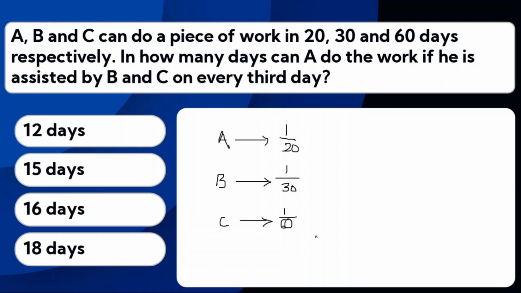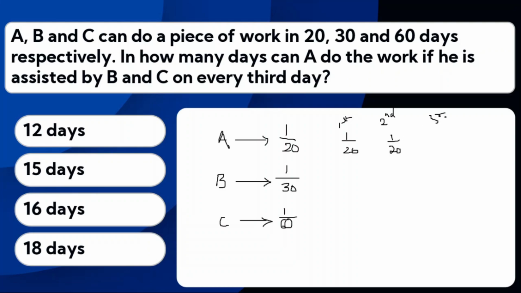So this is the per day work. B and C are helping A on every third day. So on the first day and second day, A alone has to work. On the first day A alone worked, so he completed 1 by 20 of the work. On the second day also he has to complete the 1 by 20th of the work.